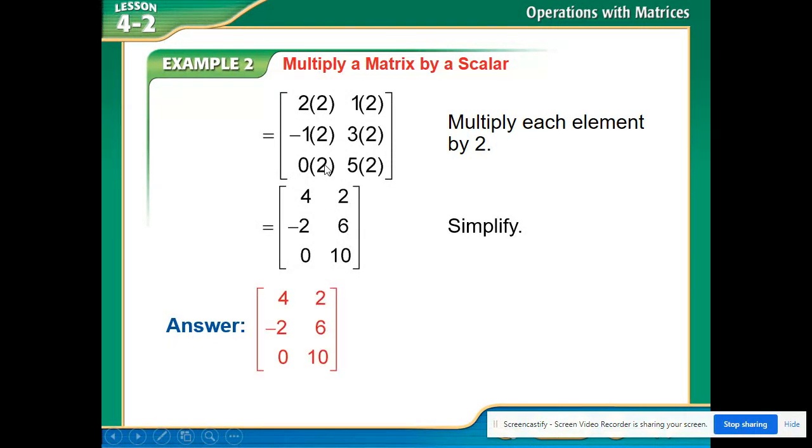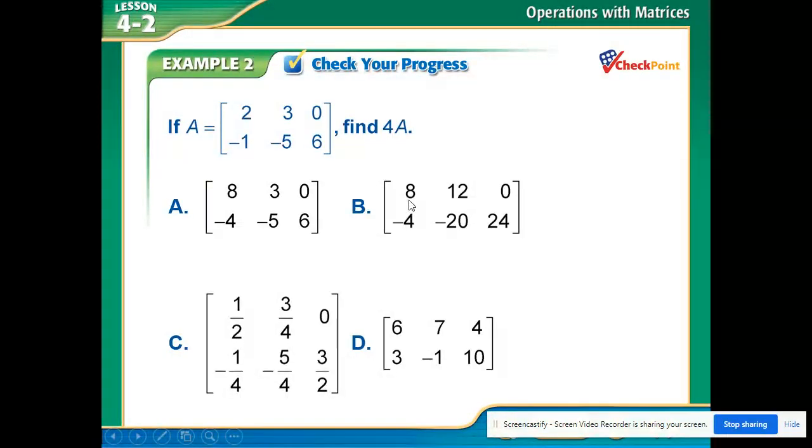Now, of course, they do a lot of extra steps. Same thing with the subtraction and addition. If you want to skip a few steps in there, that's fine. That's quite understandable. All right, so if I want to find 4A, let's talk about the top row. 2 times 4 is 8, 12, and 0. 8, 12, and 0. Well, that's the only one there, so it's got to be B.